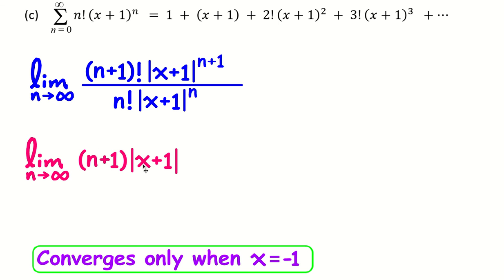-1. So this is a thing that can happen, because this will approach infinity unless it's 0. And so if x happens to be -1, then this whole thing will actually equal 0. It'll be less than 1. It'll actually pass the ratio test. So this is a thing that can happen, okay?